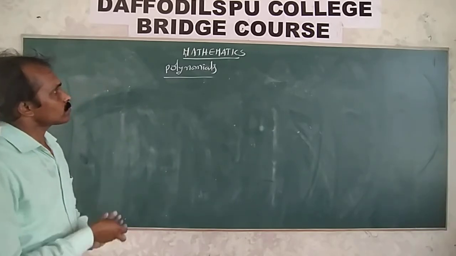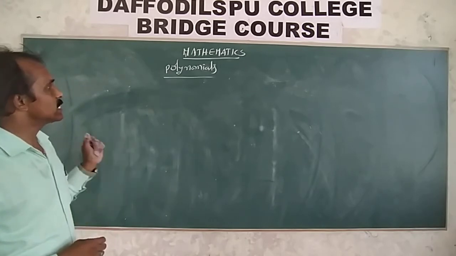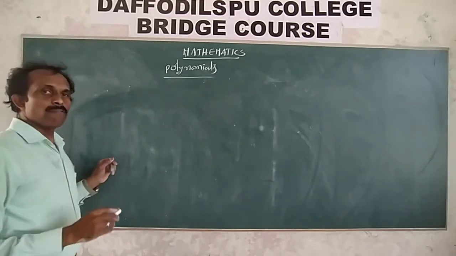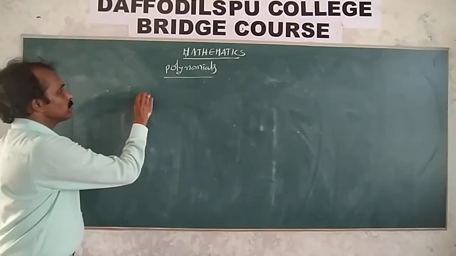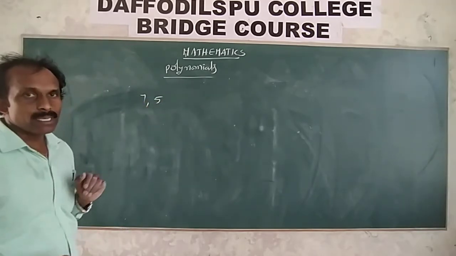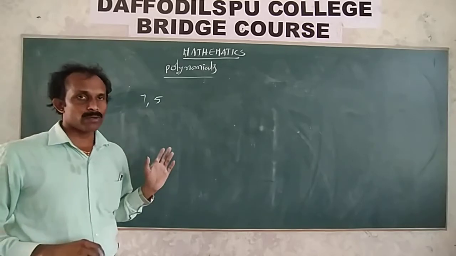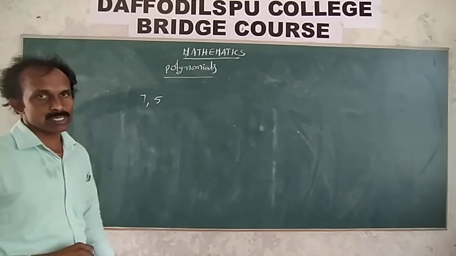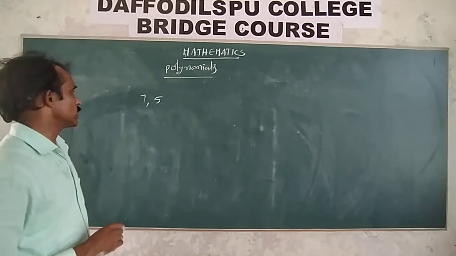Suppose a symbol having a fixed value. A fixed value is either 7, 5 and so on. A symbol having a fixed value, that is called a constant. That is called a constant, right?